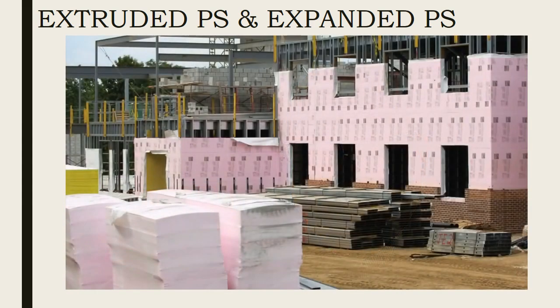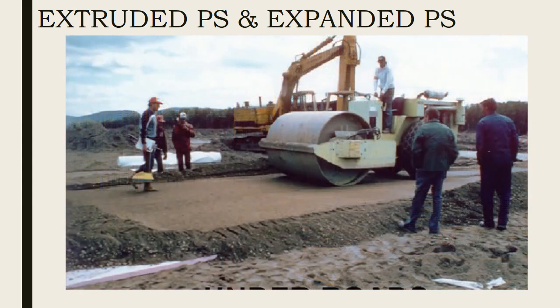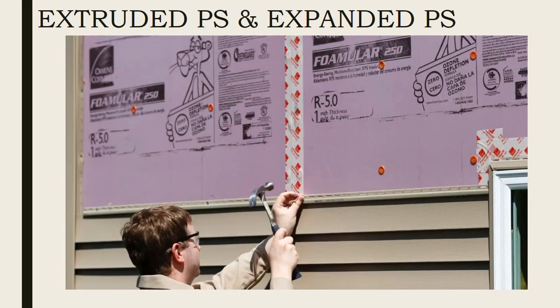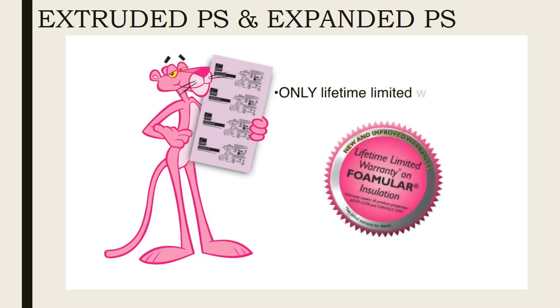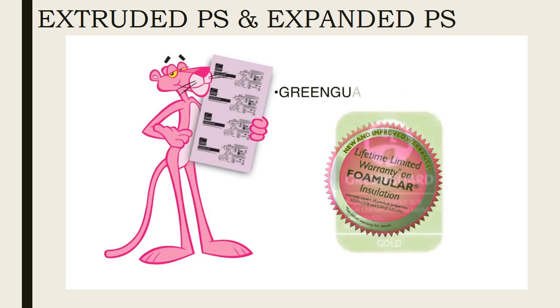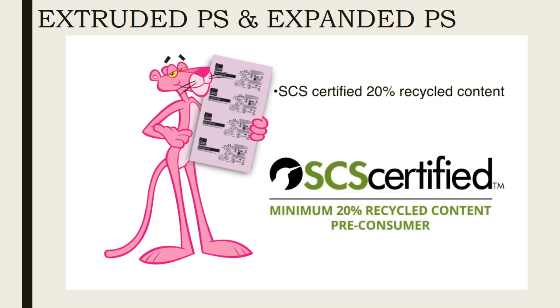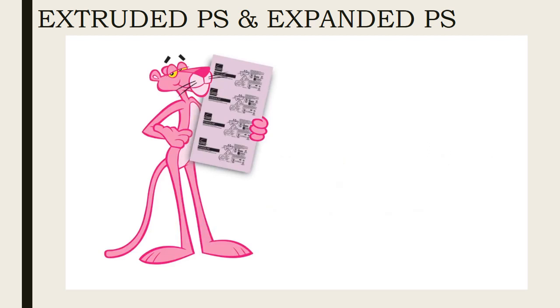Owens Corning's Foamular XPS rigid foam insulation is well suited for multiple commercial and residential applications. Here's why. It has the industry's only lifetime limited warranty for the life of the building or home. Only XPS has achieved GreenGuard Gold certification with strict certification for occupants with sensitivities. Only XPS has third-party certified recycled content by scientific certification systems with a minimum 20% recycled content.